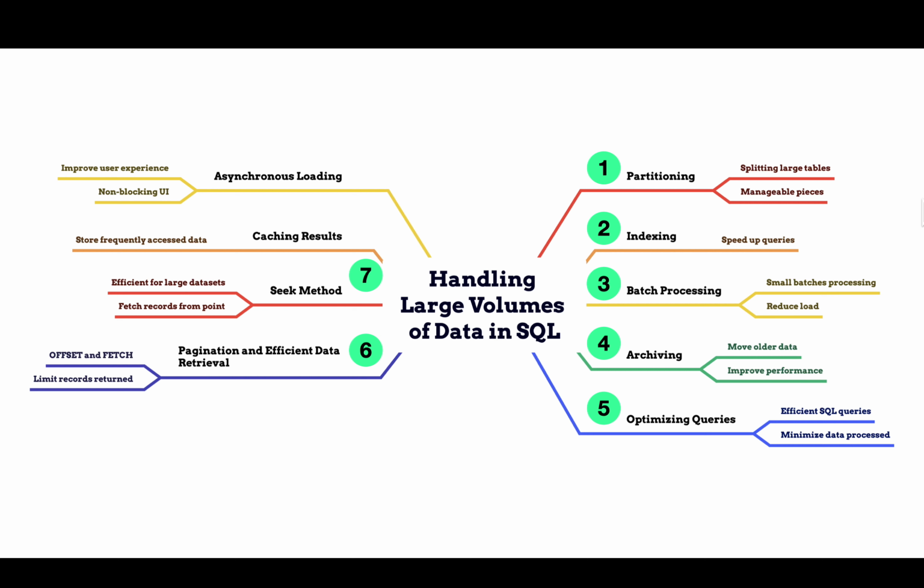7. Seek method. More efficient than offset for large datasets. It uses a where clause to fetch records starting from a specific point. Example: select * from table_name where id > 1000 order by id fetch next 100 rows only.